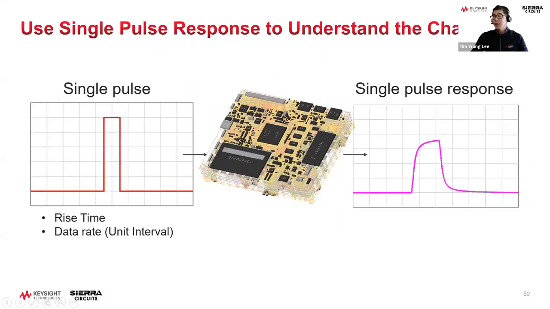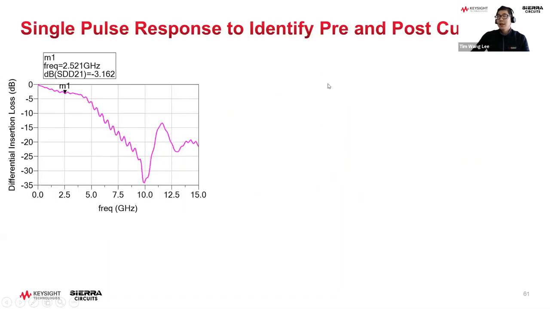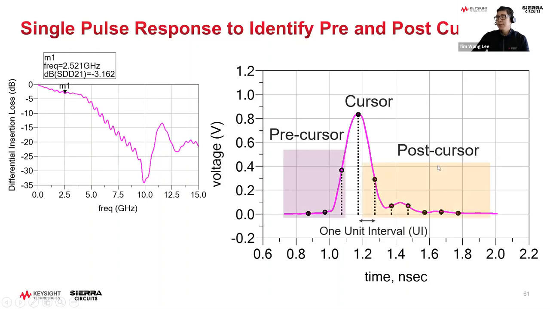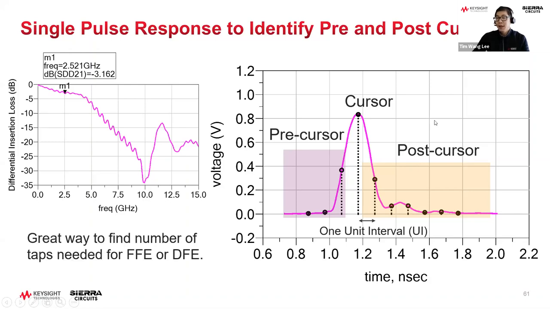So in this case, we're going to use a single pulse response to help us troubleshoot. A single pulse response is where you send in a pulse with a specific rise time and data rate and observe the response on the output. Here, given the input, that's the channel on the left, we have this output. If we mark the maximum as the cursor and use our one unit interval as the timing step, what comes before are the precursors, and what comes after are the postcursors. Well, we can identify the pre and postcursors here. This is a great way to find the number of taps needed for FFE or DFE.